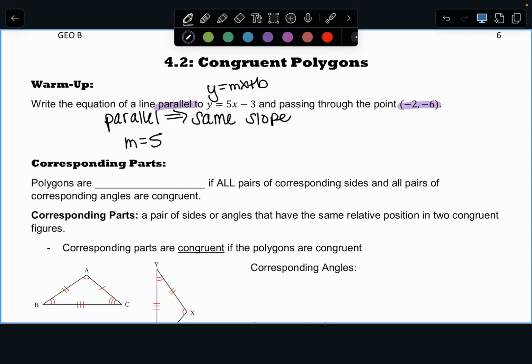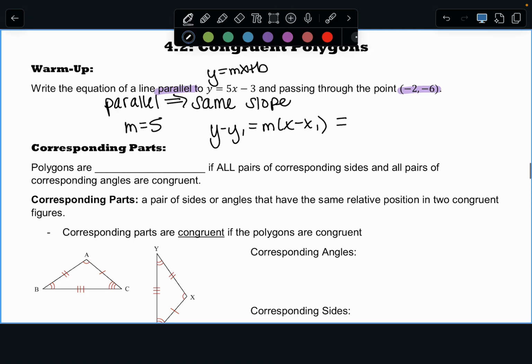Here's something I would bet that you guys forgot in Algebra 1. Do we remember point-slope form? Y minus y1 is equal to m times x minus x1. We use this when we have a point, like this point right here, and we have a slope, like this slope, and we use it to write an equation of a line. So all we do is we take our point and plug it in for x1 and y1, and we take our slope and plug it in for m.